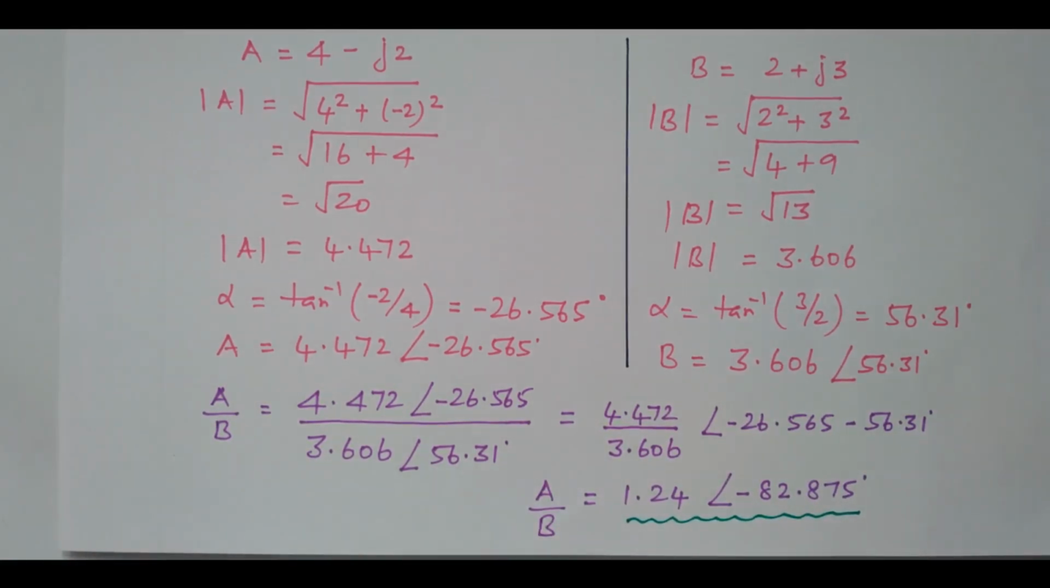So for multiplication the magnitudes are multiplied and the angles are added together. For division the magnitudes are divided and the angles are subtracted. In this video we discussed the complex j operator, what is meant by polar form and what is meant by rectangular form, and we discussed four different examples: addition, subtraction, multiplication and division. Thank you.